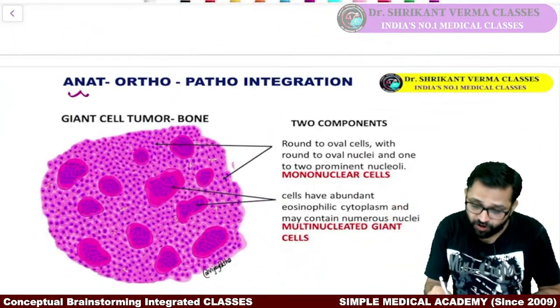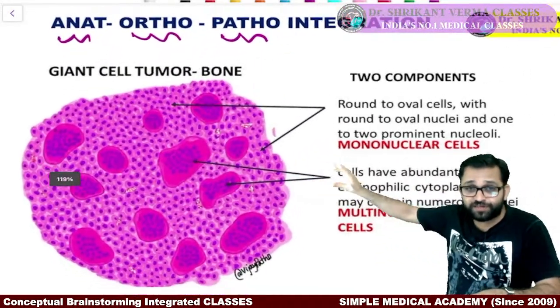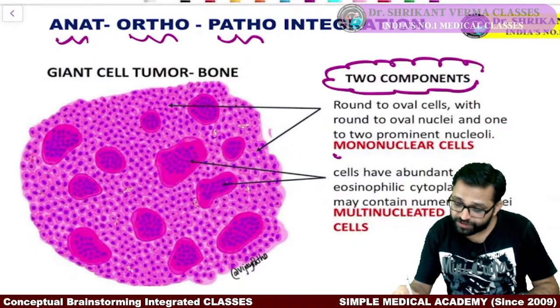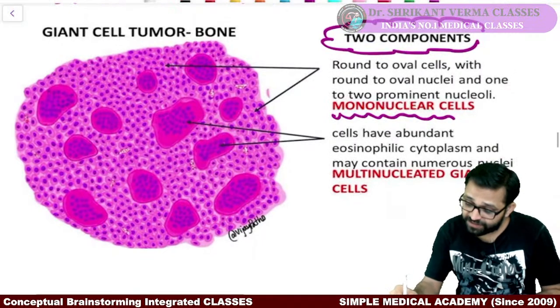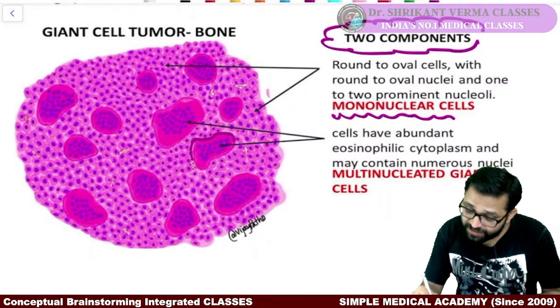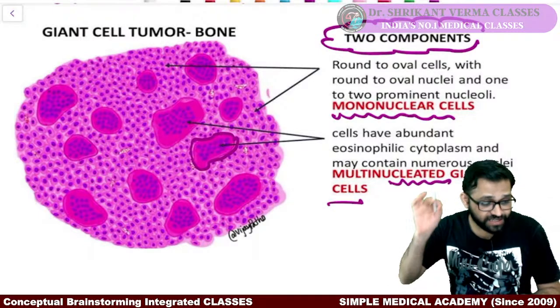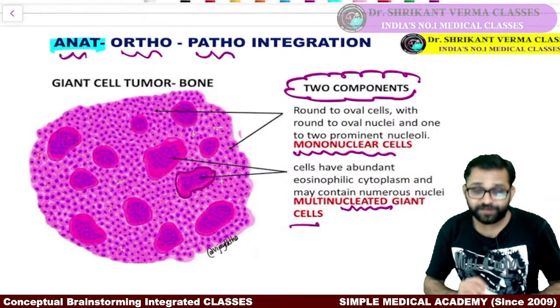And here is the ortho and patho integration. Can you see the giant cell tumor? There are two important components. What are the two important components? You will see mononuclear cells. But the very characteristic feature is the one large cell which has multiple nuclei. So this is the multinucleated giant cell. So this is your anatomy.